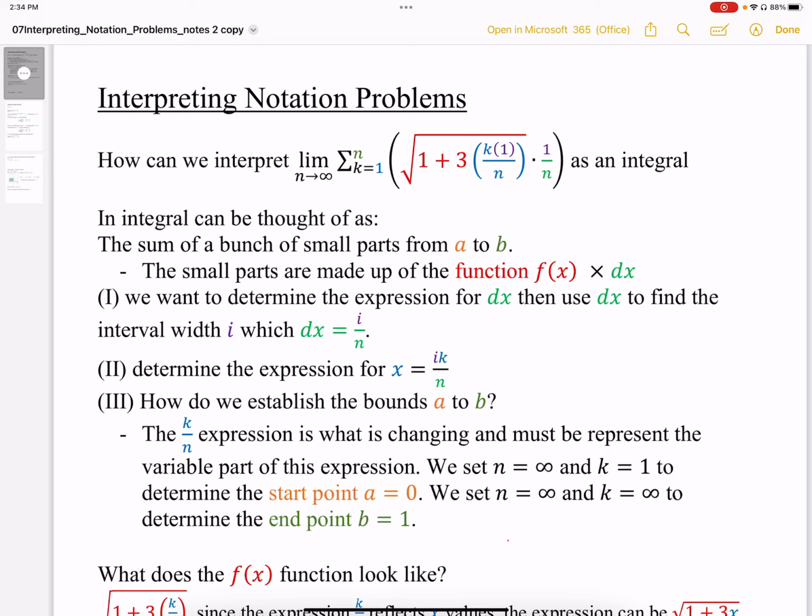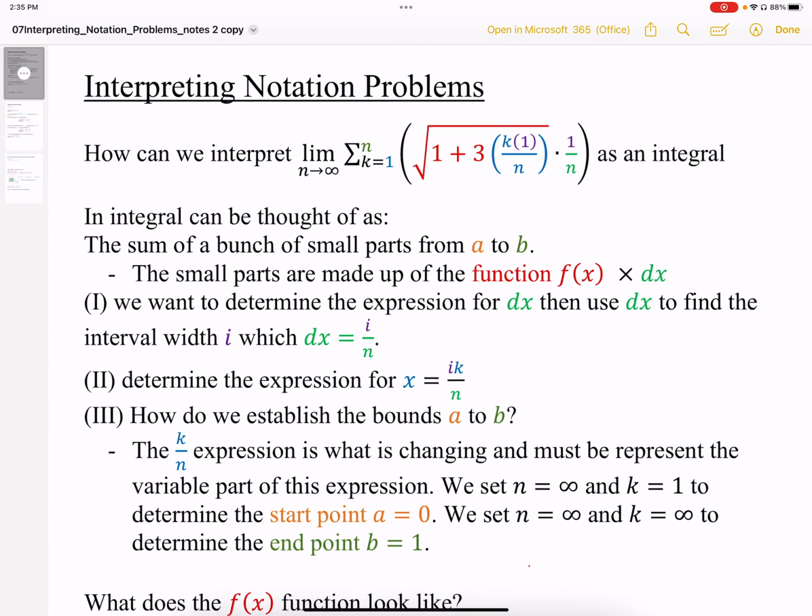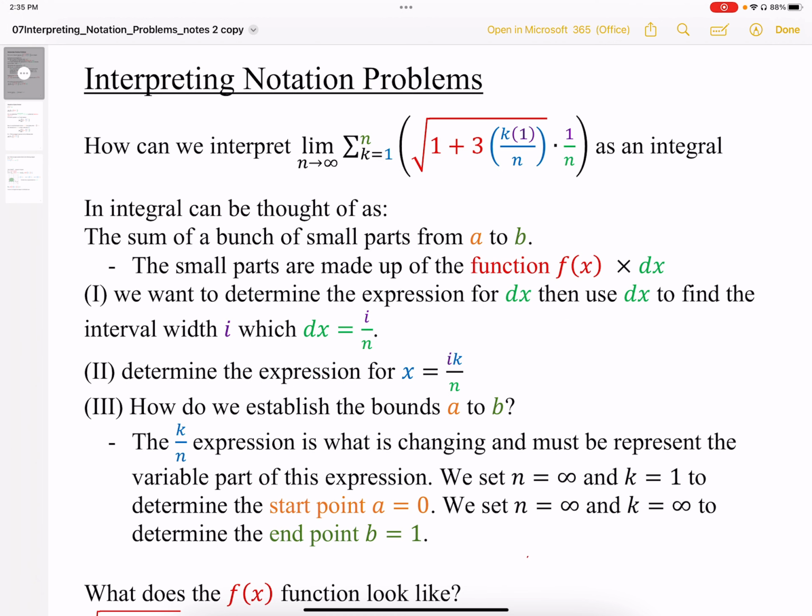There are some problems in the AP Calculus exam that make us convert these sigma notation limit Riemann sums into integrals. And we have to be able to interpret what this limit actually means. So first of all, what is an integral?